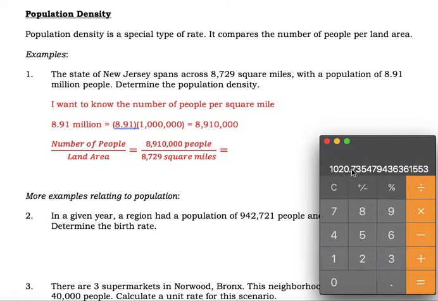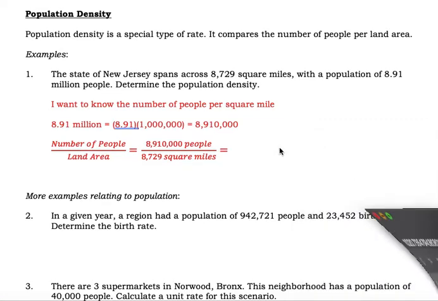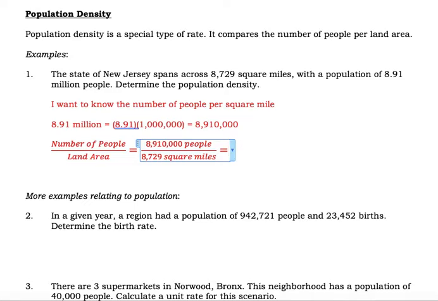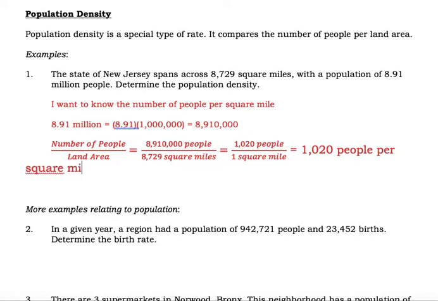So I just have 1,020 full people. That makes more sense to use, rather than 1,021. So I'm going to use the number 1,020. 1,020 is the same as 1,020 over 1, so 1,020 people over 1 square mile. Based on this information, I know that in the state of New Jersey, there's 1,020 people per square mile. And that's helpful because that tells me how populated the region is.